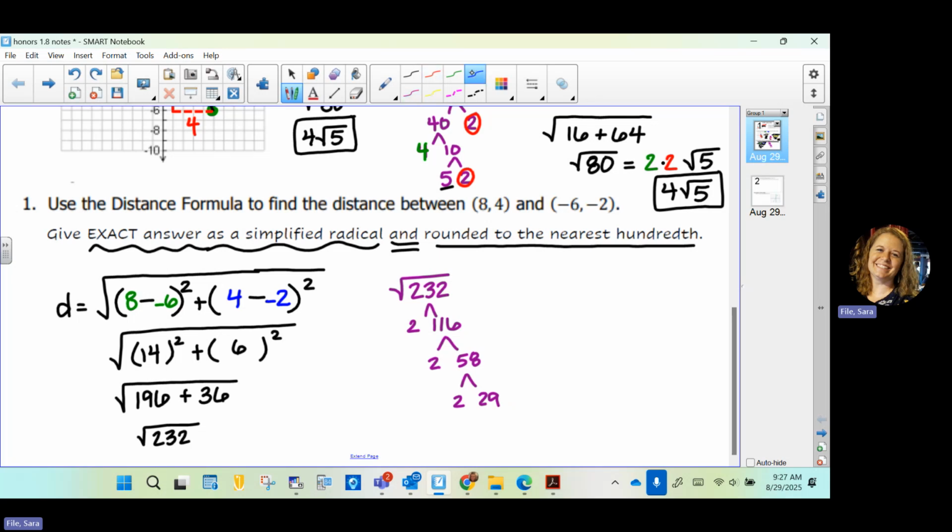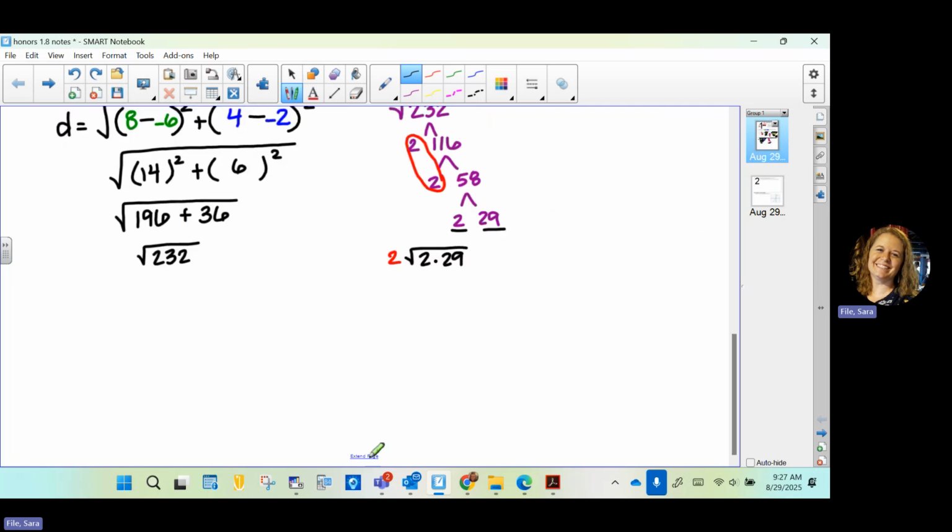So then we look for pairs. Okay. So here's a pair of 2s. So a 2 gets to come out. And then this 2 doesn't have a partner and this 29 doesn't have a partner. So both the 2 and the 29 have to stay inside, which means I multiply them back together to 58. So this is 2 root 58.